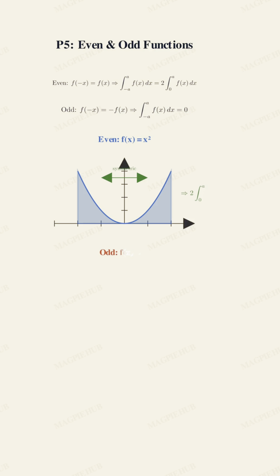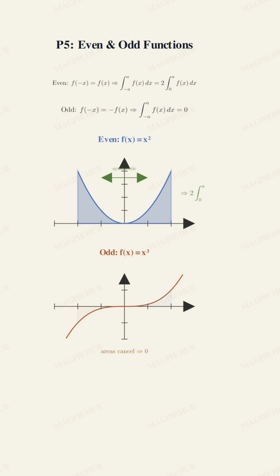Property 5 deals with even and odd functions. For an even function, where f of negative x equals f of x, the graph is symmetric about the y-axis. Look at x squared, the left and right areas are identical mirrors of each other. So the integral from negative a to a equals twice the integral from 0 to a.